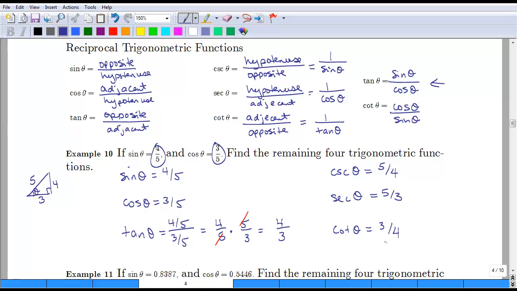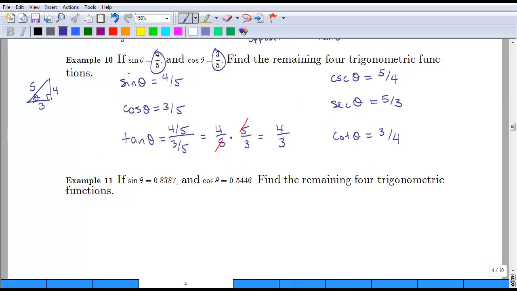Now this also lines up with our definitions up above. Cosecant is the hypotenuse, which was 5, divided by the opposite, which was 4. Secant is the hypotenuse, which was 5, divided by the adjacent side, which was 3. And cotangent is the adjacent side, 3, divided by the opposite side, 4. So these would be all 6 trig functions for this triangle.